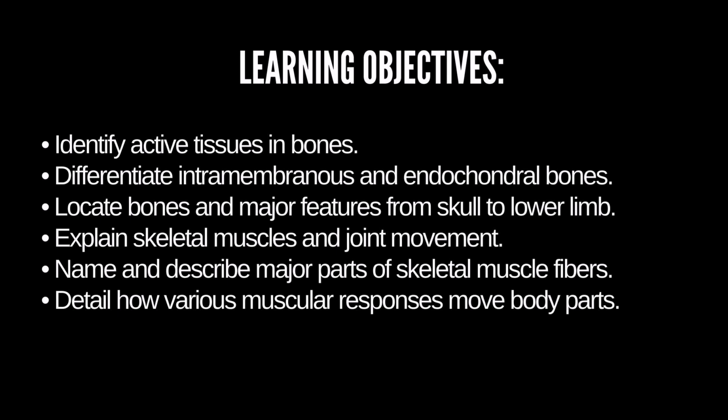Therefore, we have learning objectives for our lessons, which are composed of identifying active tissues in bones, differentiating intramembranous and endochondral bones, locating bones and major features from skull to lower limb, explaining skeletal muscles and joint movements, naming and describing major parts of skeletal muscle fibers, and detailing how various muscular responses move body parts. So without further ado, let's embark on our exploration of the skeletal and muscular systems.